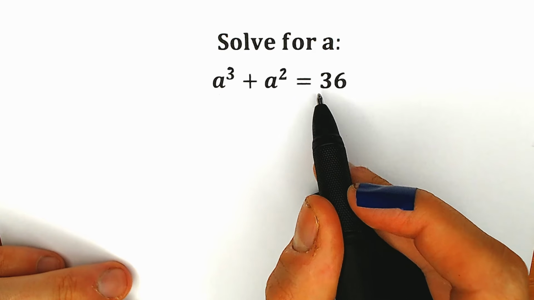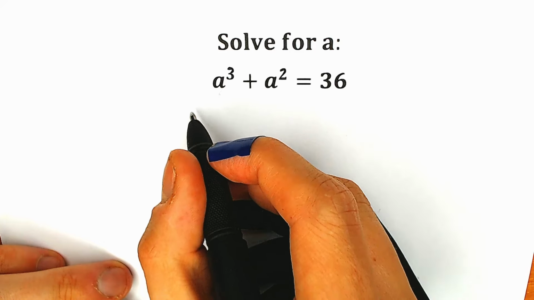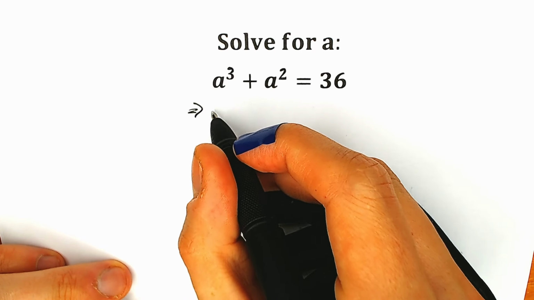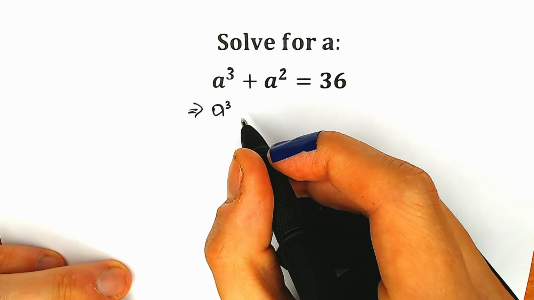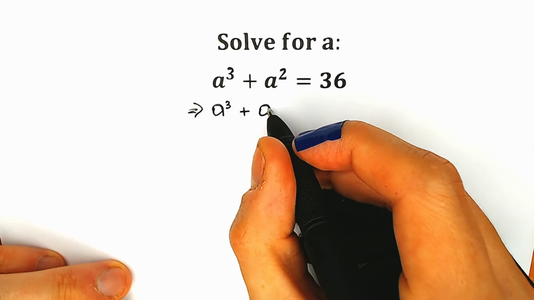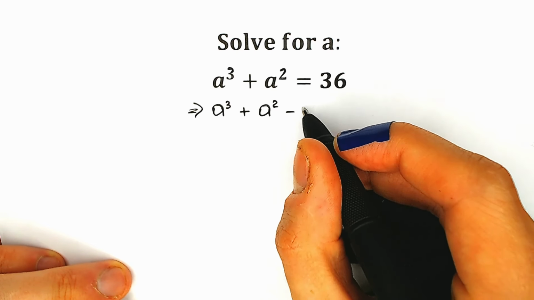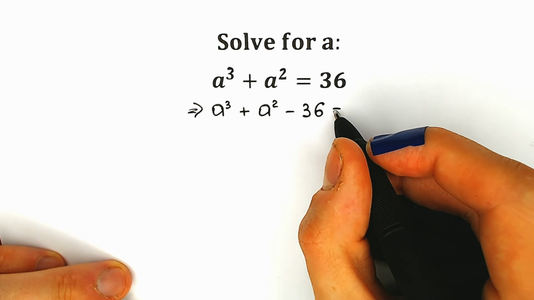Okay, so first of all, let's write the 36 on the left side. This is our first step, so let's start with that. So we have a cubed, so the same beginning, plus a square, and we have minus 36, okay, minus 36 equal to 0.